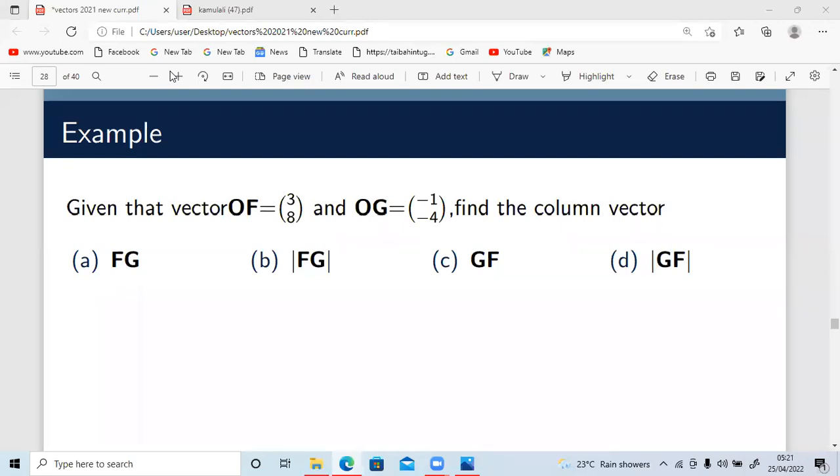Anita? Anita is not unmuting. Yes, teacher. Okay, Anita, tell us, how are you getting FG? You're getting OF minus OG.